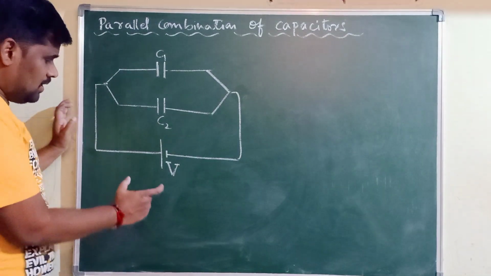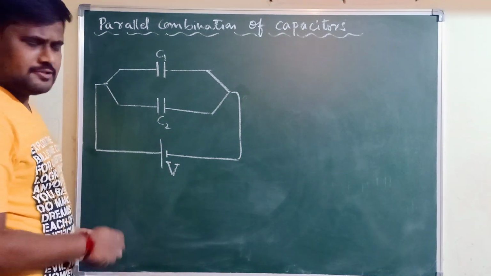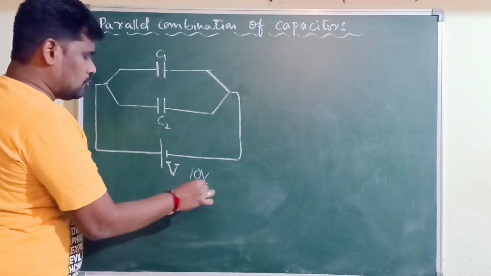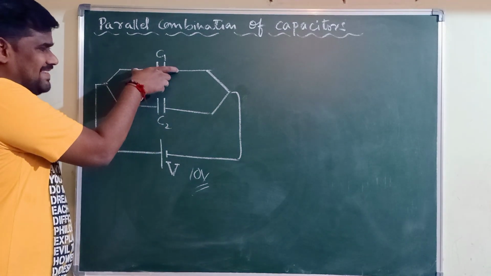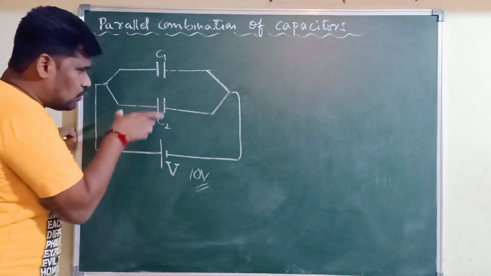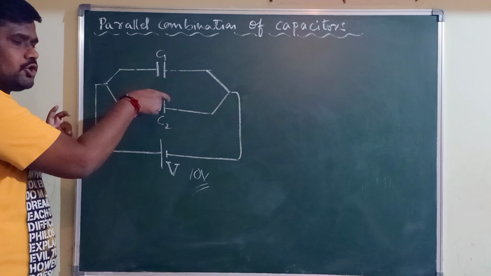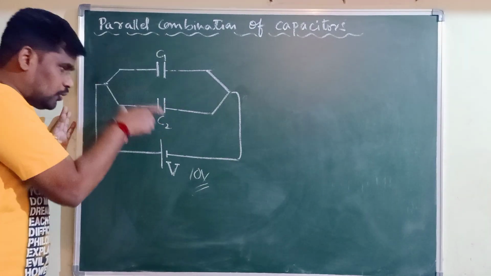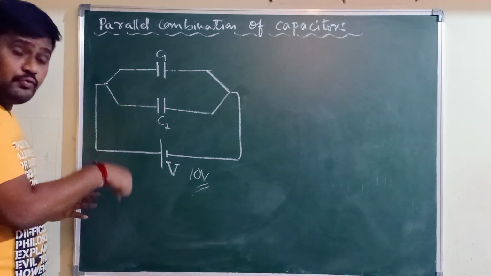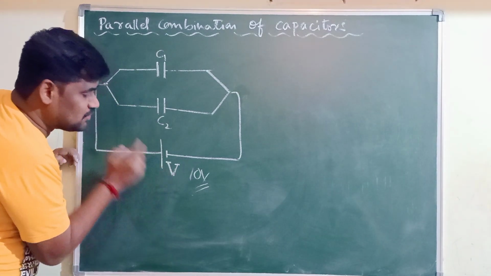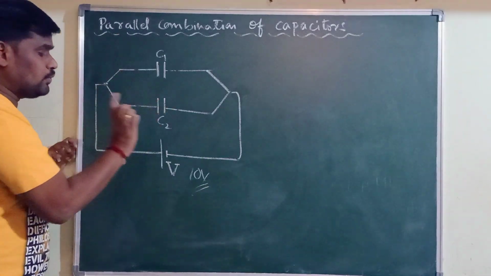For example, with the help of the battery, suppose you are giving 10 volt of potential difference. If you measure the voltage across C1 and you measure the voltage across C2, the voltage or potential difference across C1 and across C2 will be the same, which is equal to how much voltage you are giving. Here you have given 10 volt, so in C1 also there will be 10 volt, and in C2 also there will be 10 volt.